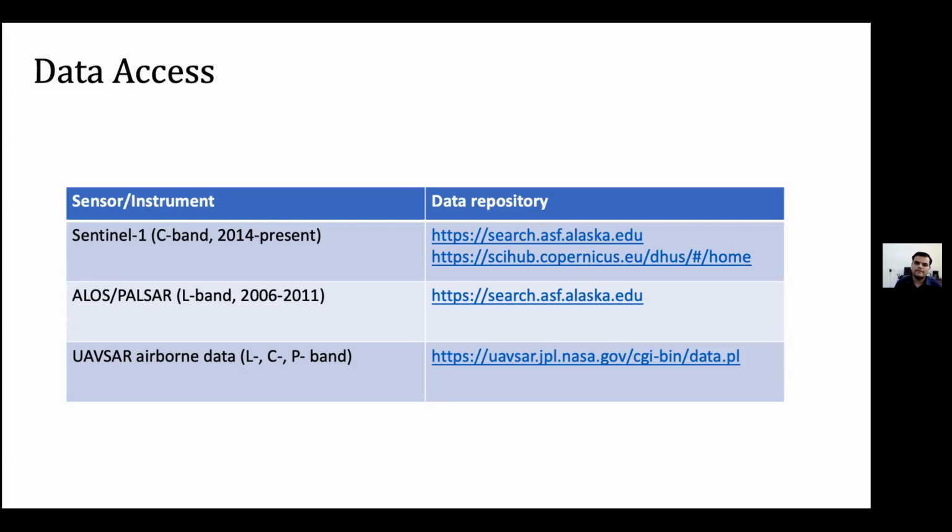And then there is the UAVSAR data. This is airborne data acquired over certain areas of interest that the funding agency, NASA JPL, has, and it acquires in different frequencies: L band, C band, and P band. You can use those acquisitions over Greenland, Africa, and different sites, mostly in the United States.